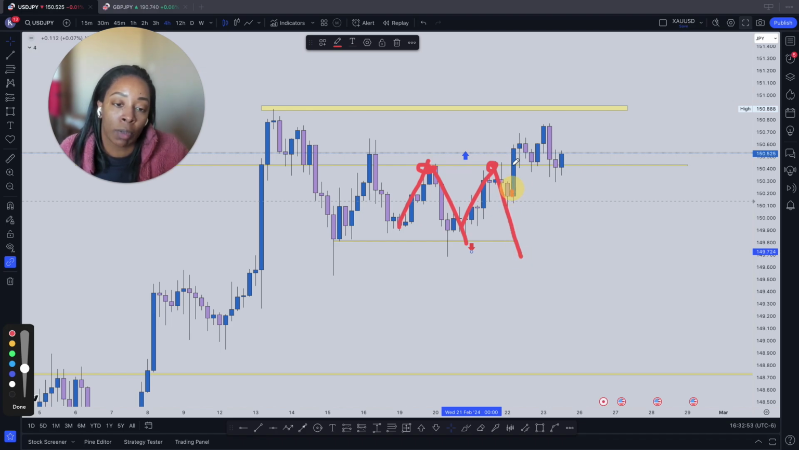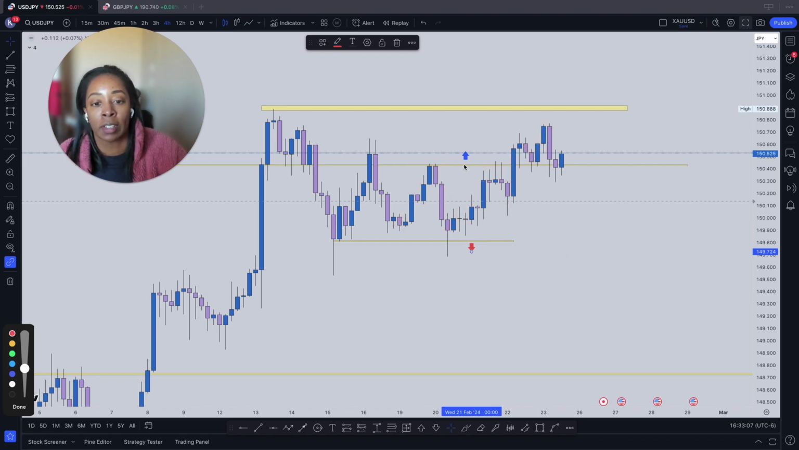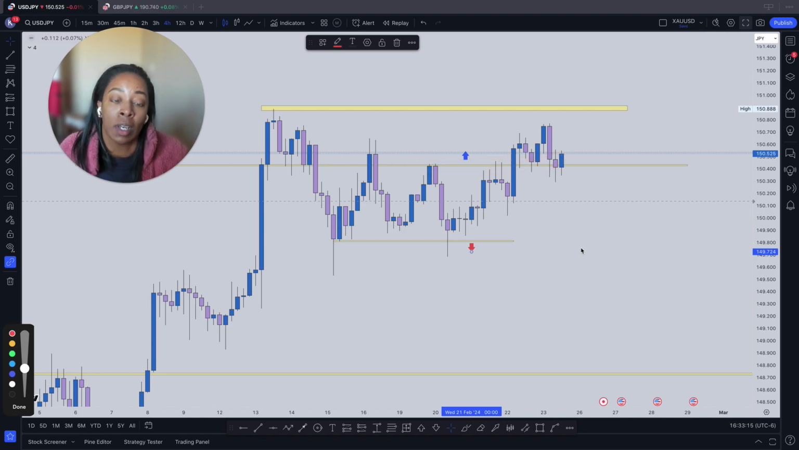But then price broke up above, came back to the same level, found support, and then it continued up. So basically, that is why you want to look for areas that were resistance levels and support levels, because these are going to be extremely strong levels. And I typically like to take trades off of these levels.